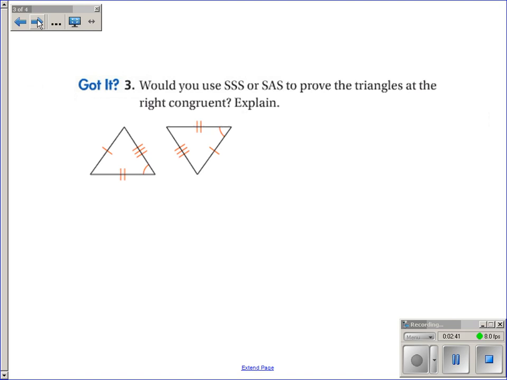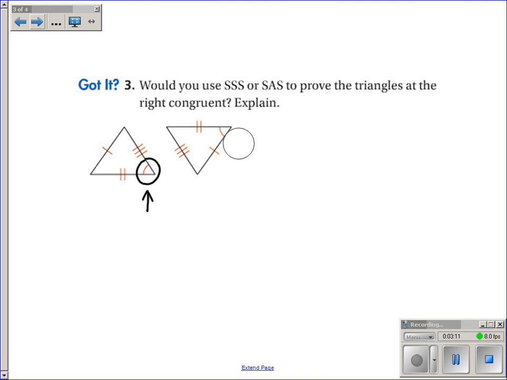Number 3, would you use SSS or SAS to prove the triangles at the right to be congruent? Okay, well, although we're given an angle, be very careful about that angle, because we'll notice in this triangle, the angle is in between the 2 segment and the 3 dash segment, whereas over here it's between the 2 and the 1. Okay, so these aren't really corresponding angles as we might think of it.